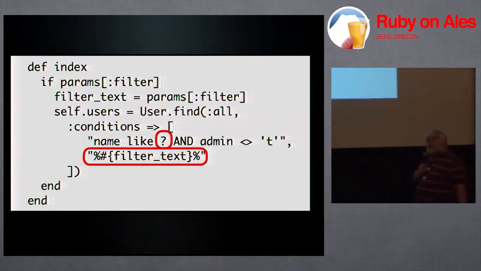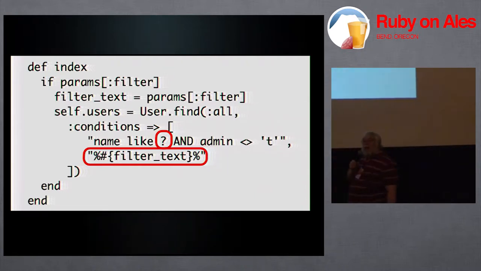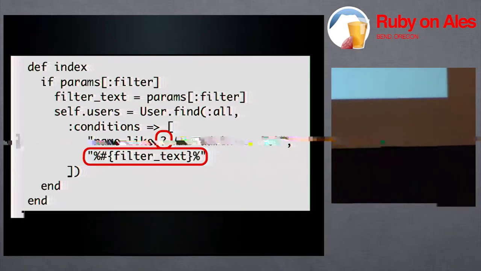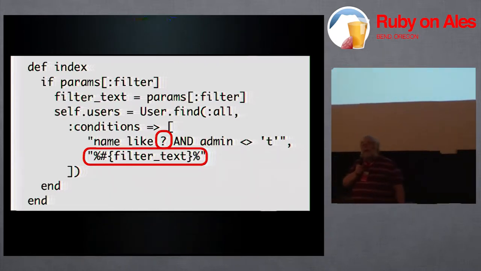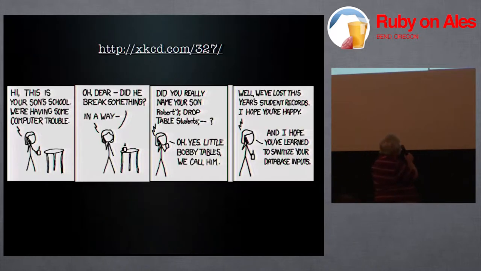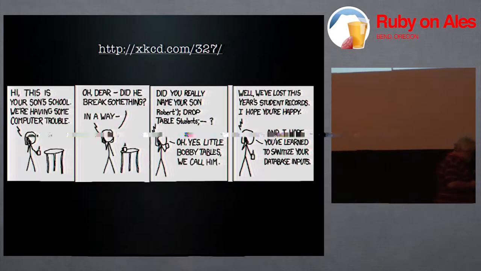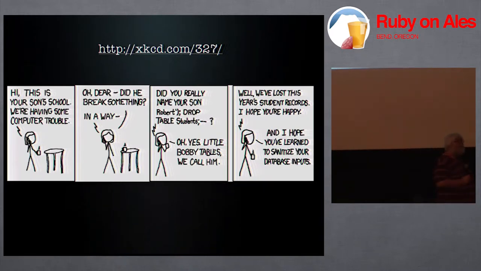The fix for this is to use what Rails gives you for building up SQL queries. Use the question mark like this and put the text that you want to filter on separately. When you do this, Rails will escape that text. Make sure any quote characters are properly quoted themselves. Make sure comment characters won't hurt your SQL queries, and it just works. So use the built-in facilities. And little Bobby Tables.